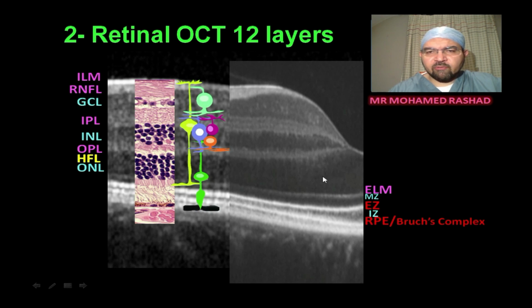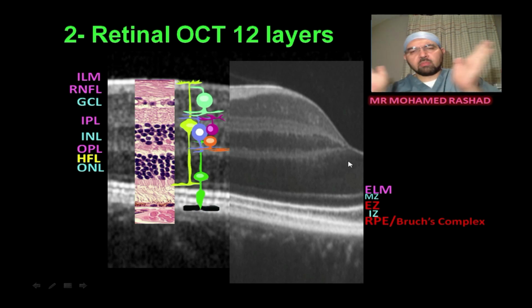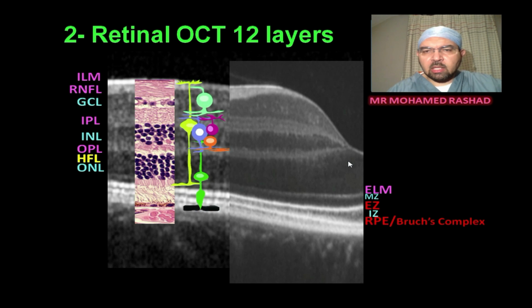And if you see here, you can find the difference between the gray areas. This is a deep gray area, and this is a less gray area. This is the outer nuclear layer, and this is the Henle fiber layer, which is displaced to the sides. And then the outer plexiform layer, then the inner nuclear layer, inner plexiform with its three bands, the ganglion cell layer, the nerve fiber layer, and the internal limiting membrane.